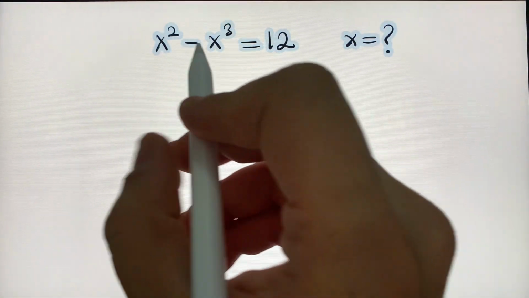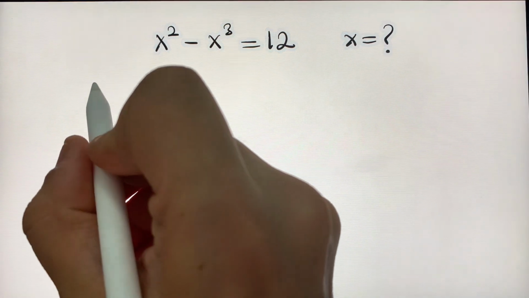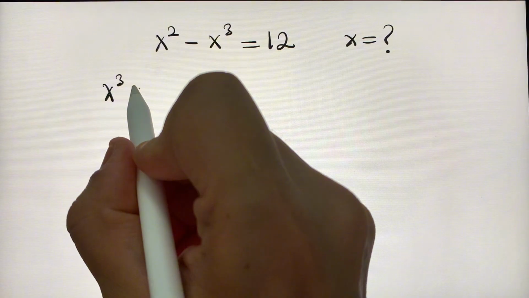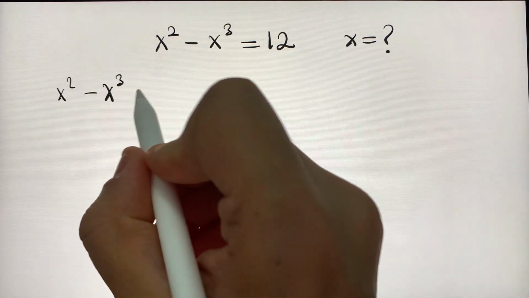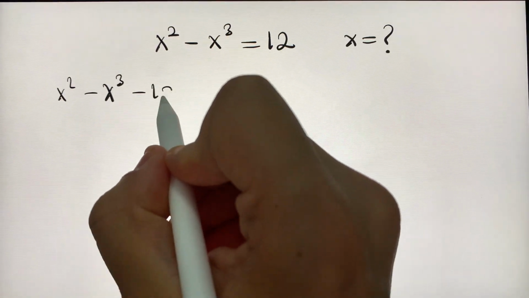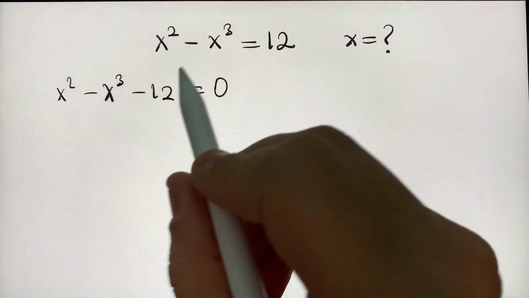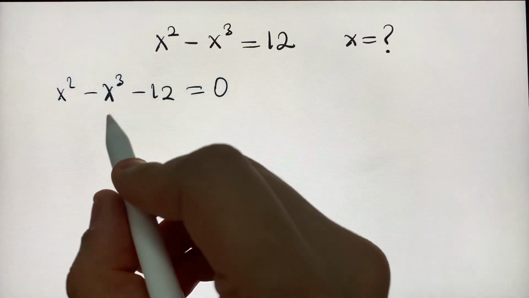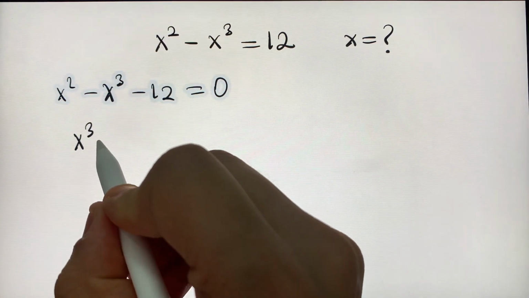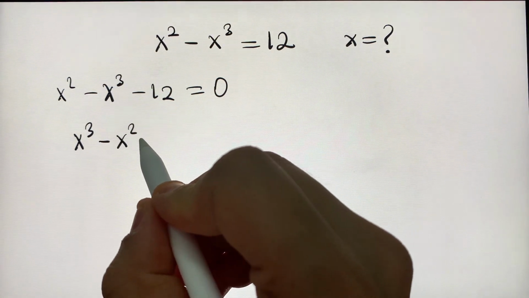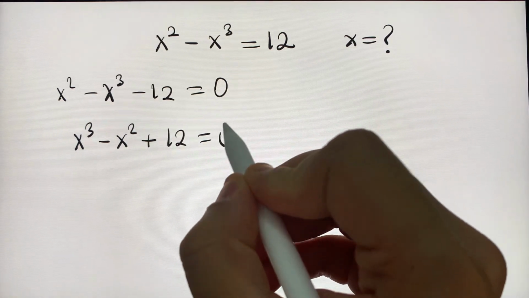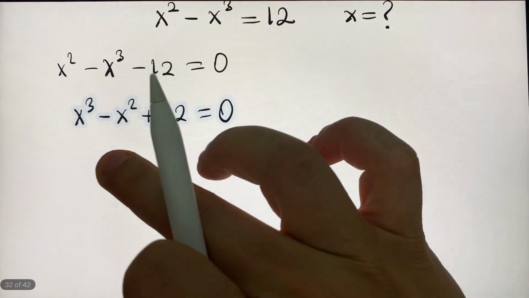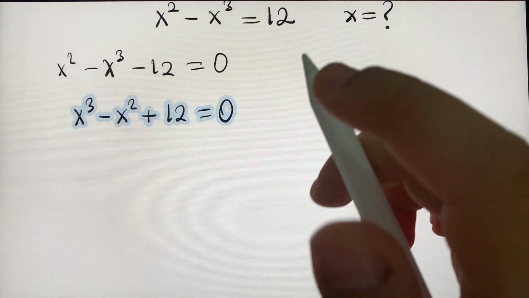Now let's think about what we can do in this question. First, if I write this expression like this, x cubed, x squared minus x cubed, minus 12 is equal to 0. Later, I'm trying to make the highest degree term positive. So what will happen? x cubed minus x squared plus 12 is equal to 0. Then what kind of things? There are x cubed, x squared, and 12.